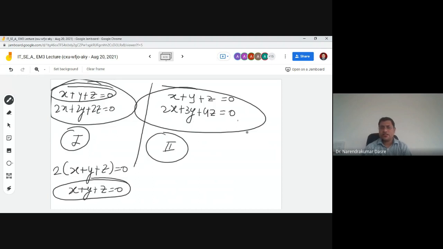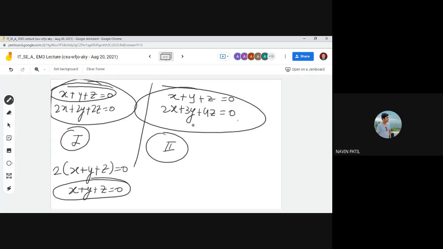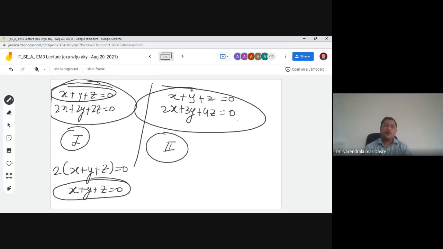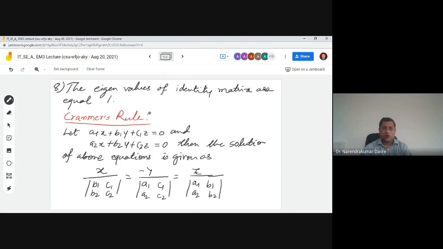What happens to system 2? It's applicable because both the equations are different. Yes, here both the equations are different, so it is applicable. Absolutely right. So you got an idea about Cramer's rule, when and how it is applicable.